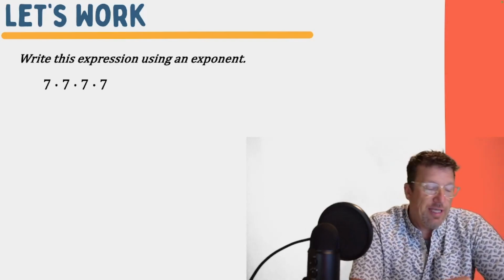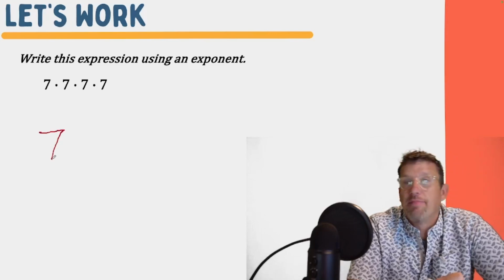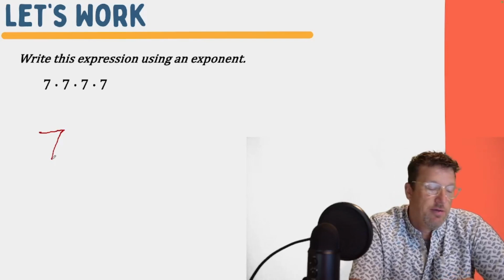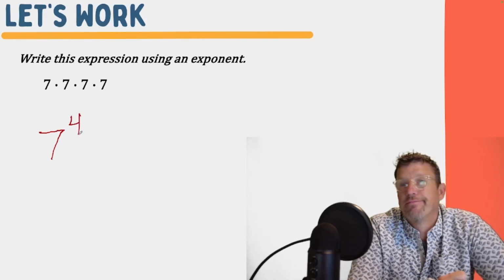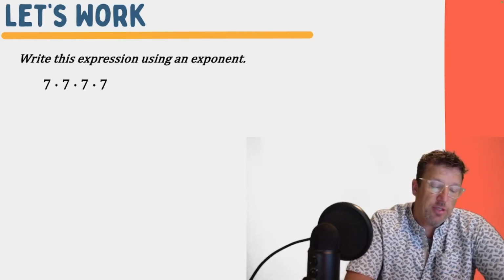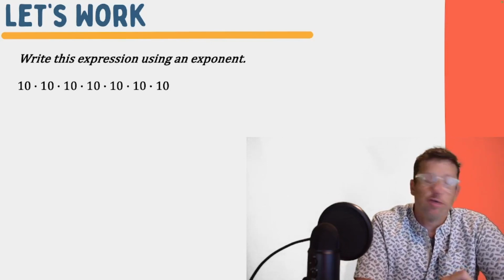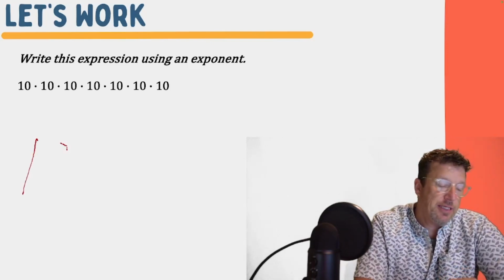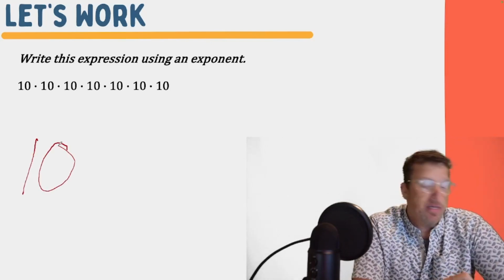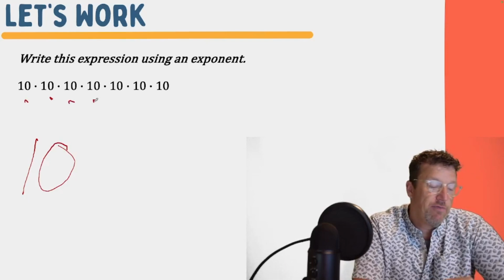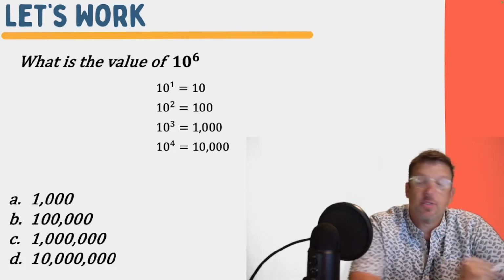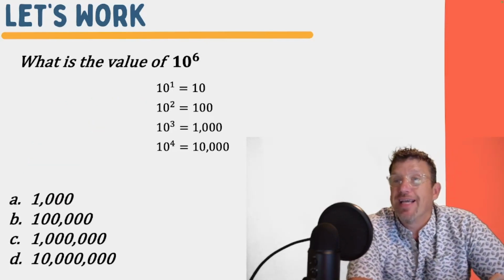All right, so what does that mean? Well, let's write down our base: 7. The base is 7. That's the number we're multiplying. And what does it look like as an exponent? To the 4th. Pretty simple, right? Let's try another one. What's the base? Well, it's the same number multiplied by itself over and over again. The base is 10. How many times is it multiplied together? 1, 2, 3, 4, 5, 6, 7. 10 to the 7th.